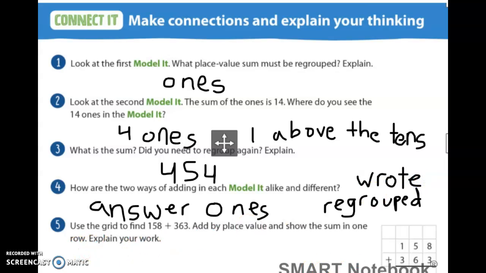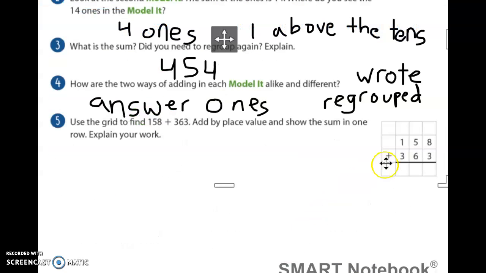So then it says use this grid to figure out this answer. So I'm actually going to make this a little easier to see. So first of all, we always start at the ones when we're doing the place value way. So 8 plus 3 is 11, and we're going to put the 1 in 11 with the ones and the 10 in 11 with the tens. 6 plus 5 is 11, plus 1 more is 12. So that's actually 12 tens. So we're going to put the 2 with the tens because it's 12 tens, which means one of those is one of the hundreds. Then we're going to add those up and get 521.